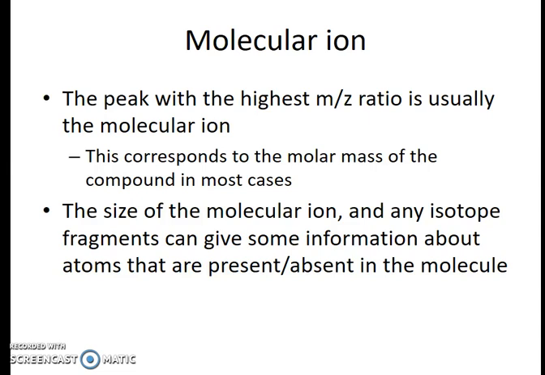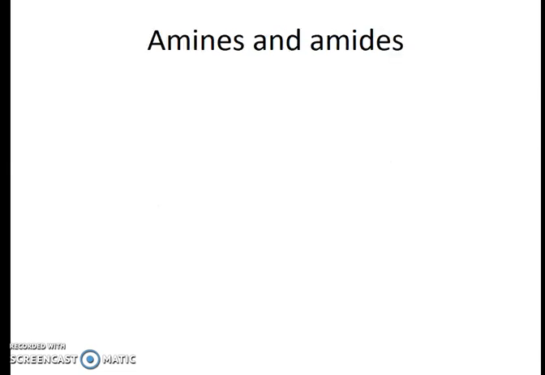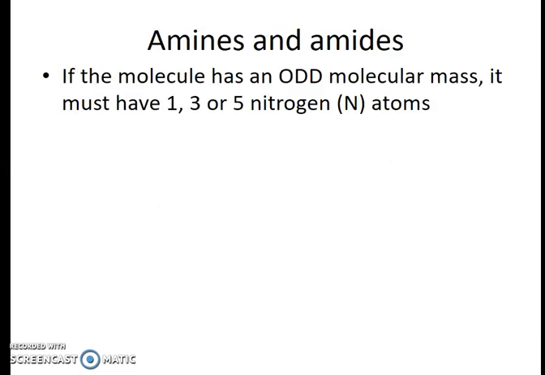The size of the molecular ion peak, any isotope patterns, and whether or not the mass is an odd or even number can tell us about some of the atoms that might be present in the molecule. Virtually all molar masses are even numbers, unless there is an odd number of nitrogen atoms in the molecule, in which case it will have an odd numbered molar mass. So if you see a molecule that has an odd numbered molar mass, the first thing that should jump out at you is that there must be a nitrogen in this molecule. If there's a nitrogen, it must be an amine or an amide.